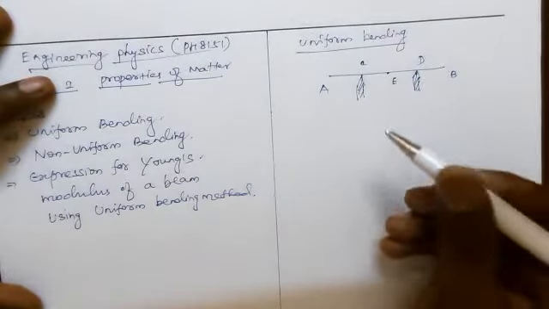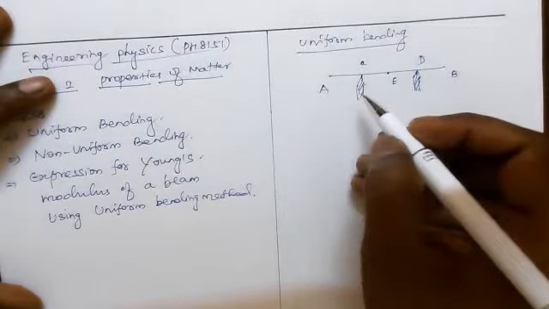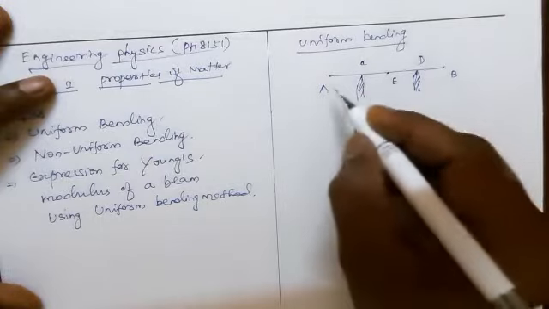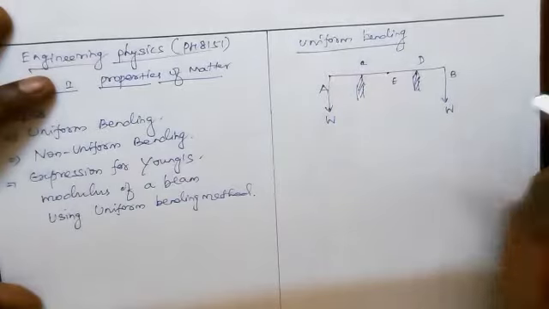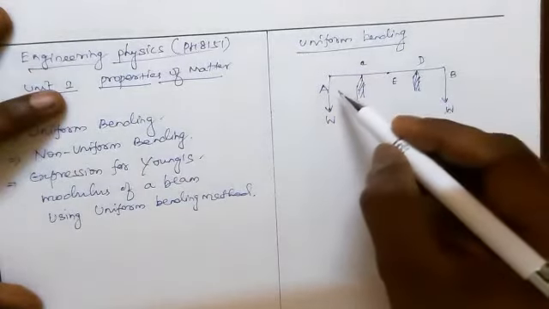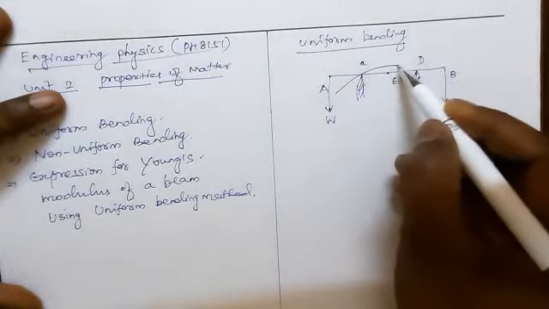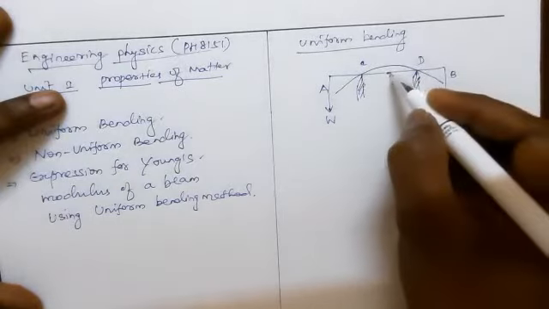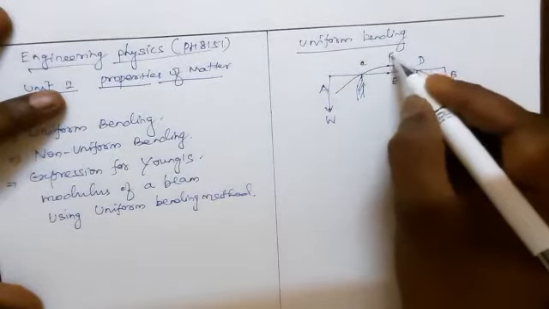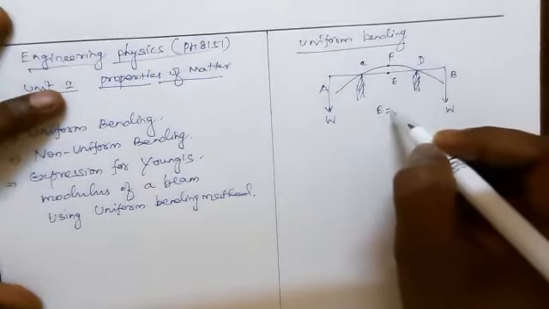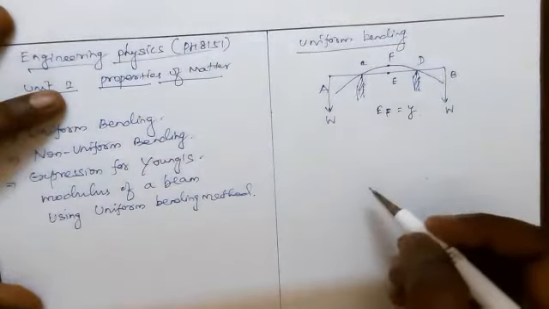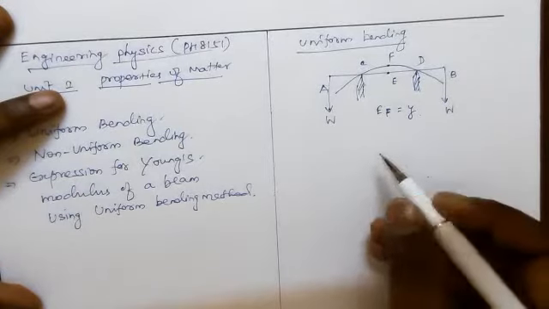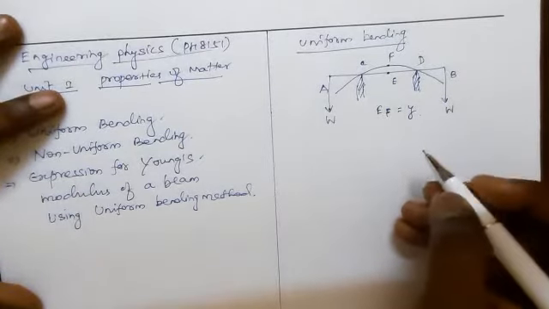Now apply a load W on both ends. What happens? The beam bends like this. At the center of the beam, an elevation is produced. This elevation EF equals y. This bending is known as uniform bending.